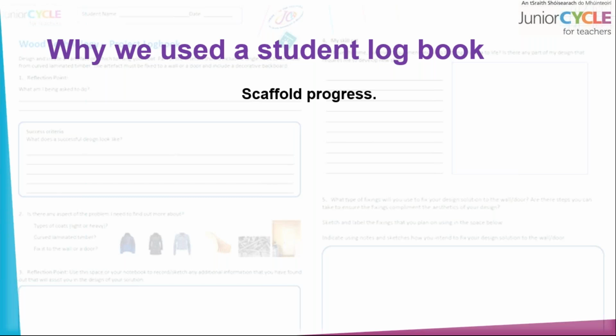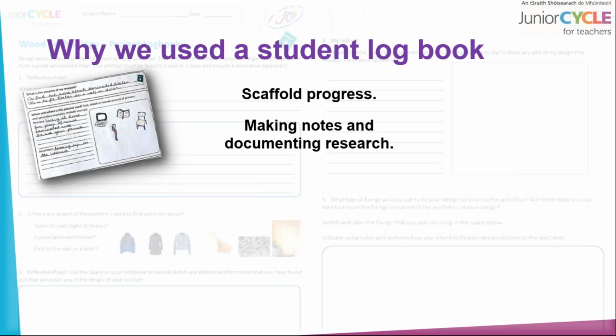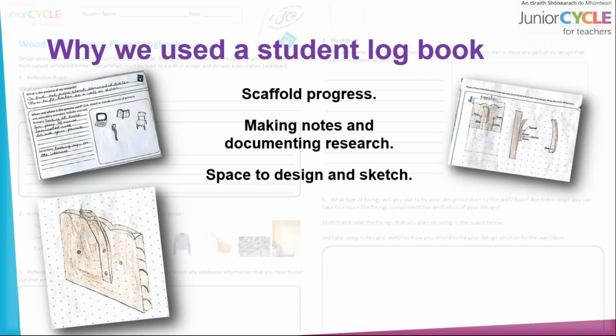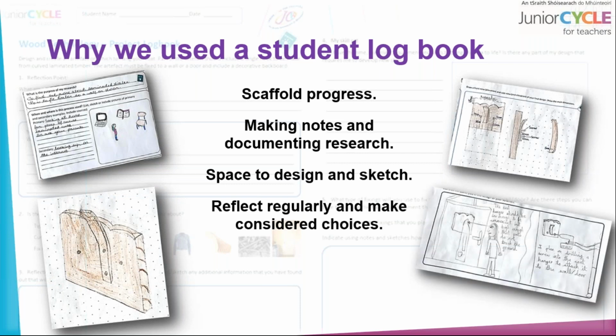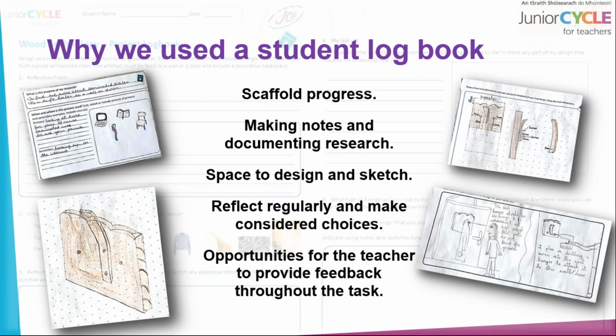Owen found that the learning journal was beneficial, as he outlined there, in terms of scaffolding progress, plenty of space to make notes and document research, equally to sketch and design, opportunities for the students to reflect regularly and make considered choices, and also lots of opportunities for the teacher to provide feedback.